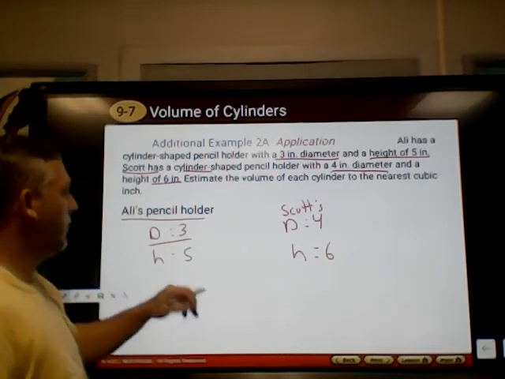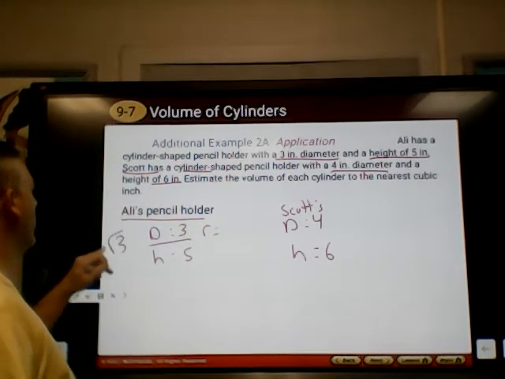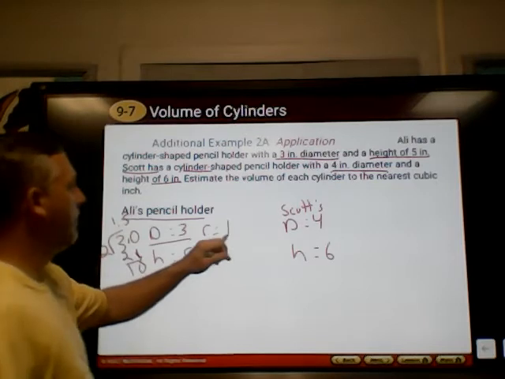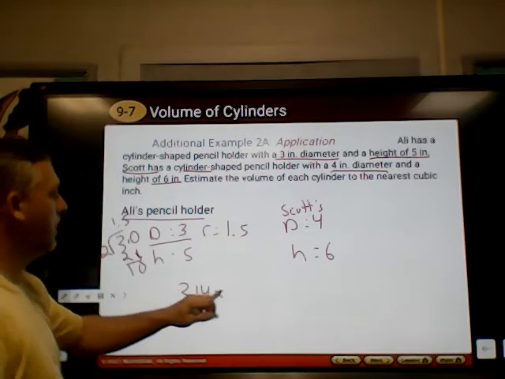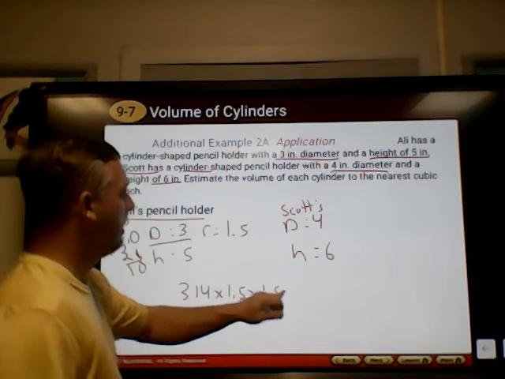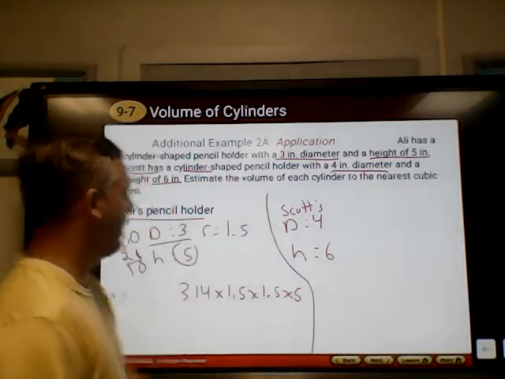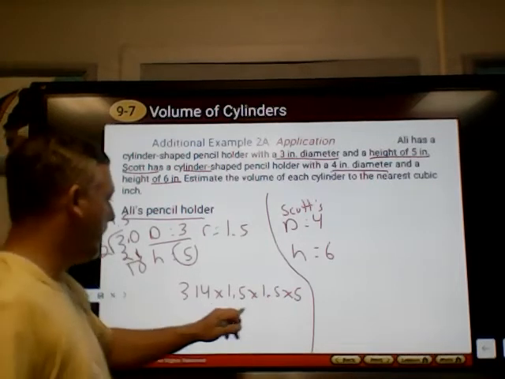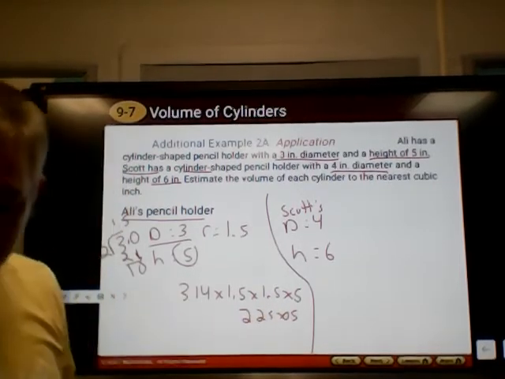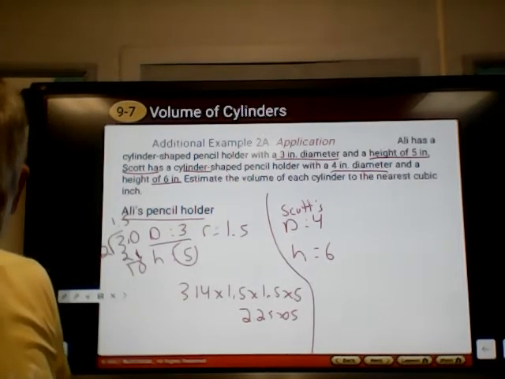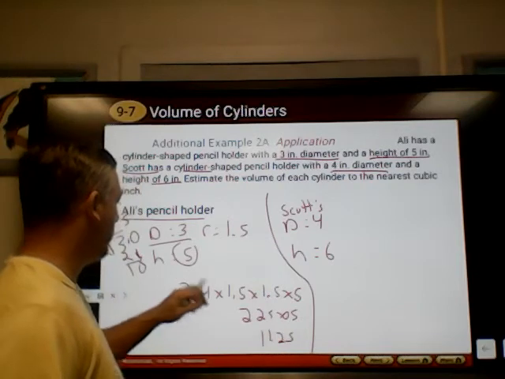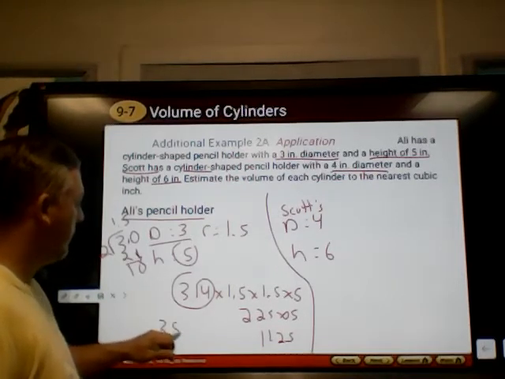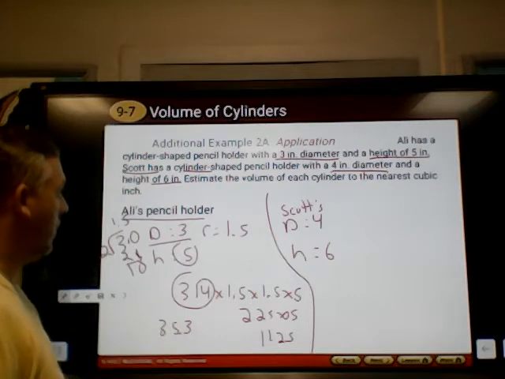So first step is they gave you diameter, which means you got to find the radius, which means you got to take diameter and divide it by 2. So half of 3.0 is 1.5. So radius is 1.5. So now we do 3.14 times 1.5 times 1.5 times height of 5. That's Allie's. And so if we multiply 1.5 times 1.5, we get 2.25. Times 5, I'm just trying to save you some time here, 11.25, and times pi, we get 35.3, or it rounds to 35.